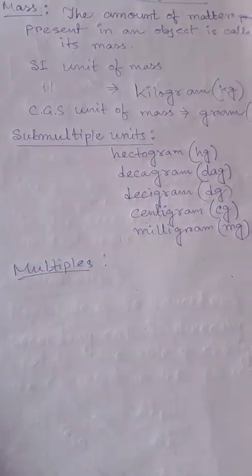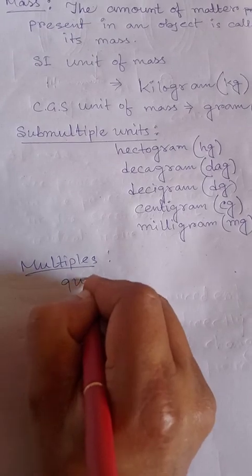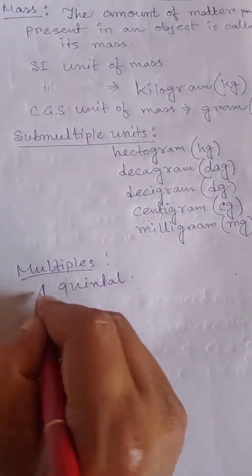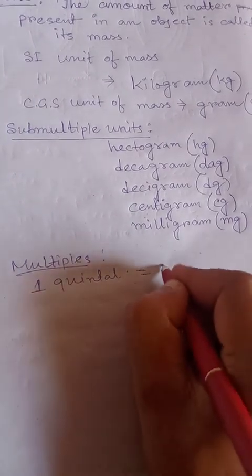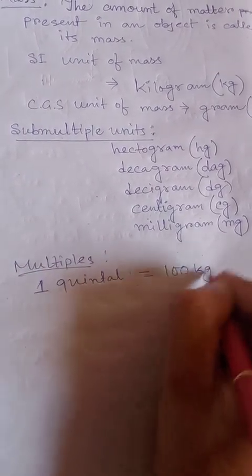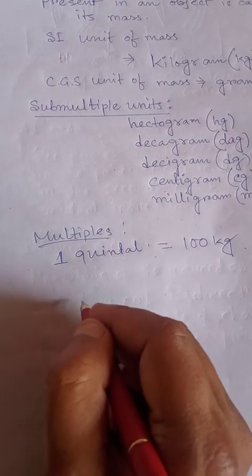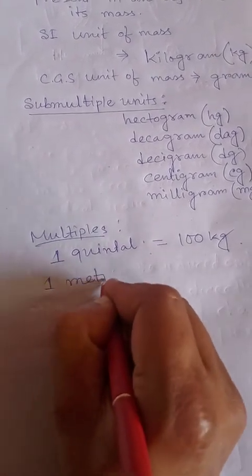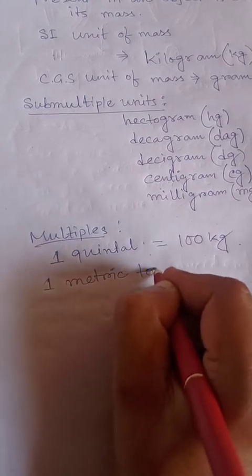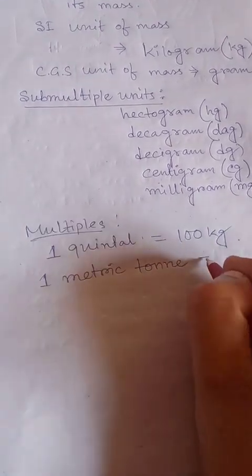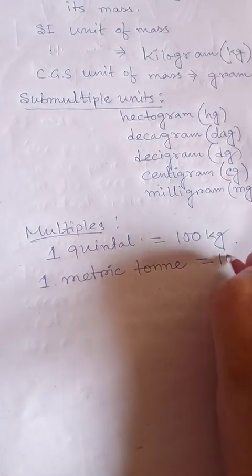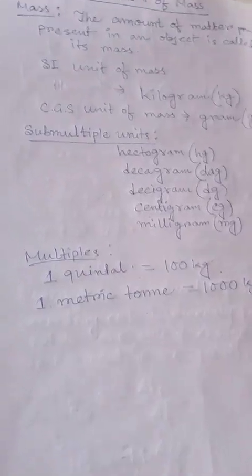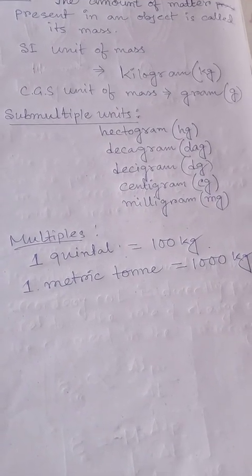And some multiple units, that means bigger than the kilogram, are quintal. And we know that 1 quintal equals 100 kilogram. Another multiple unit is metric ton. And 1 metric ton is near about 1000 kilogram. Okay, these are some multiple units.